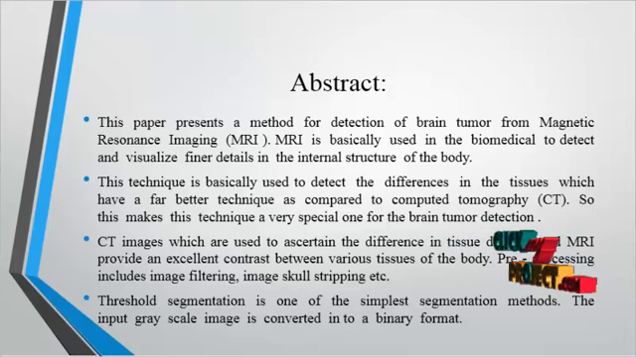CT images are used to ascertain the differences in tissue densities, and MRI provides an excellent contrast between various tissues of the body. Hence the pre-processing includes image filtering, skull stripping, etc. Then we have to extract the threshold from the image. Threshold segmentation is one of the simplest segmentation methods. The input grayscale image is converted into a binary format by using these threshold limits only.